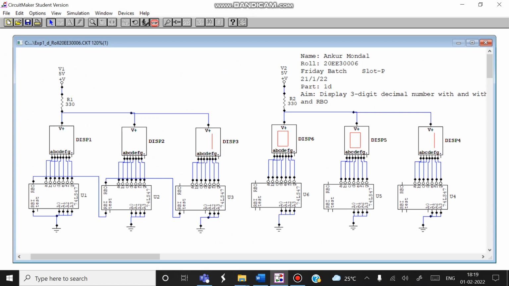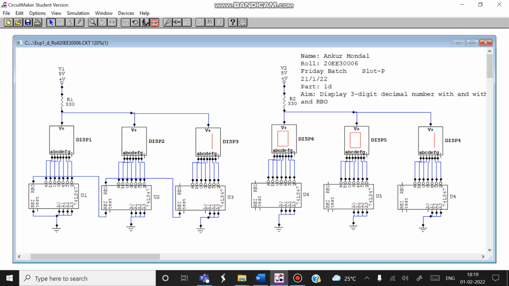As you can see in the first circuit, I have connected the RBO of the first converter to the RBI of the second, and simultaneously the RBO of the second to the RBI of the third. These connections help us to hide the leading zeros which are generally not required. But in the second circuit, I have just used normal BCDs and I have not connected RBI and RBO, so the zeros are not hidden here.